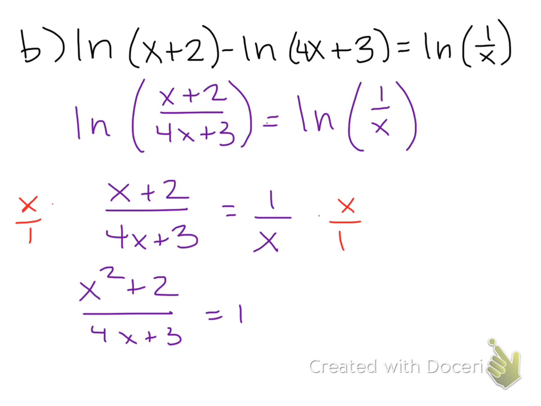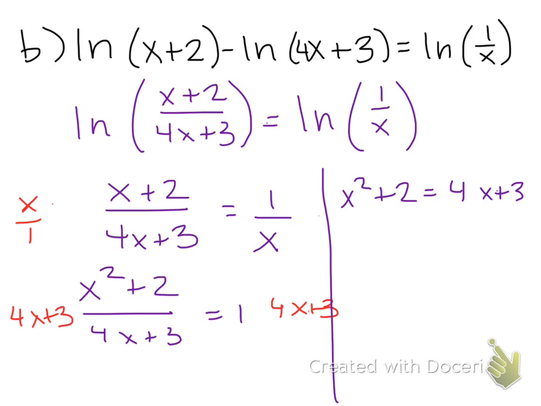To clear the bottom fraction on the left side, we're going to multiply by 4x plus 3. And over here, 4x plus 3. So we end up getting x squared plus 2 equals 4x plus 3. So get all our terms on one side, let's bring the left side over. So I'll have x squared minus 4x, and if I subtract the 3, 2 minus 3 will give me negative 1, equals 0.